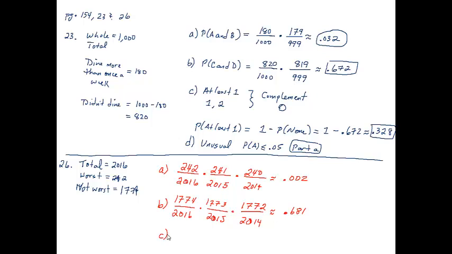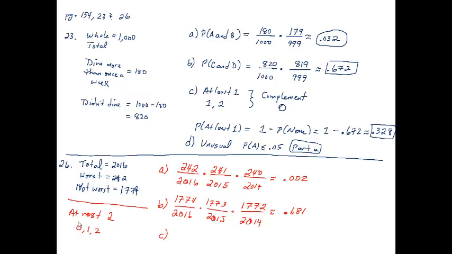And then part C says, find the probability at most two of the three adults said Richard Nixon was the worst president since World War II. Well, what does it mean to be at most two? My pen's messing up, I apologize. So at most two means 0, 1, 2.